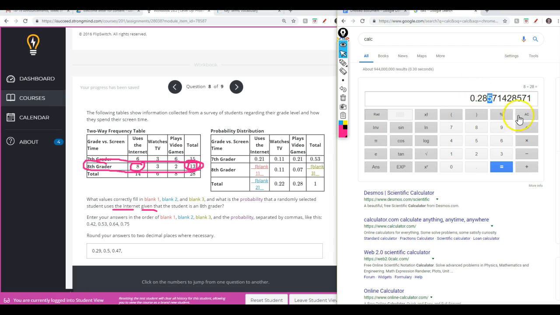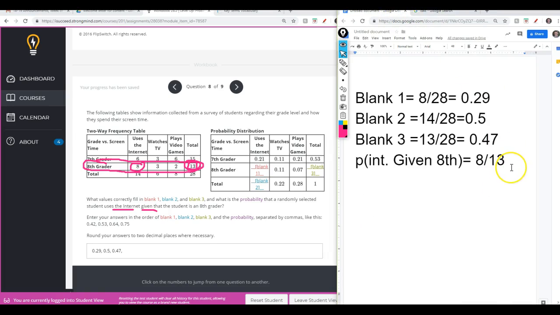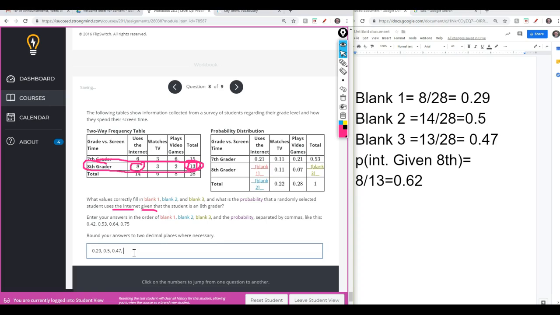Jump over to the calculator. This is going to be 8 divided by 13. 0.615. That 5 will round this 1 up to a 2. So we will have 0.62, or 62% of 8th graders use the internet. So that's how you can use observation and these tables in order to calculate that probability.